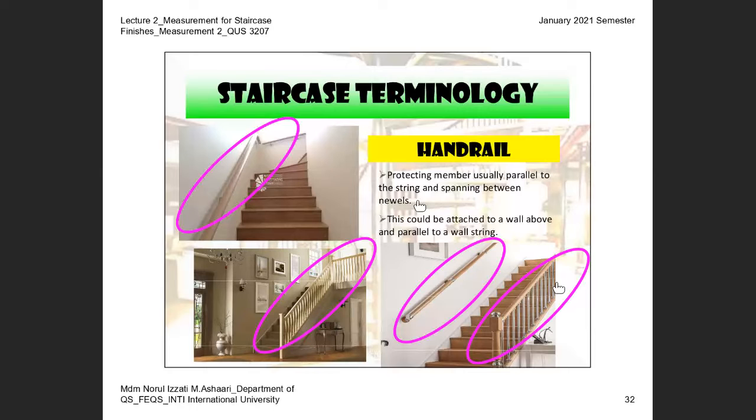And then for the term handrail, there are basically two different designs. Look at my hand here. This is the handrail that is attached to the balustrade. This is the handrail that is attached with the handrail bracket. This is known as the handrail bracket. This is the handrail bracket attached to the brick wall.